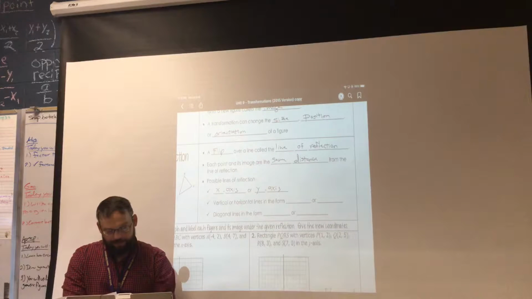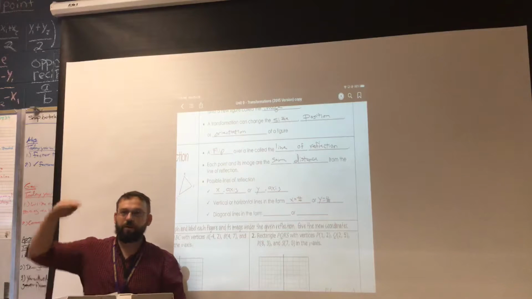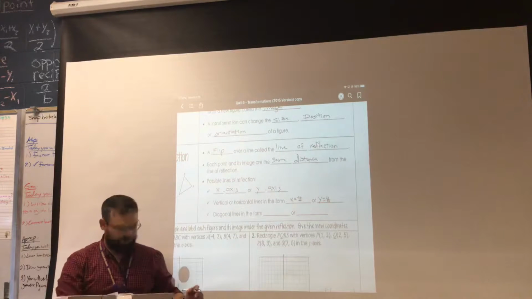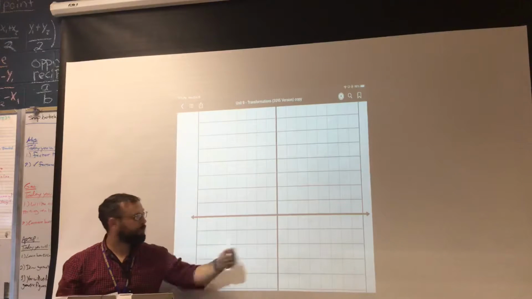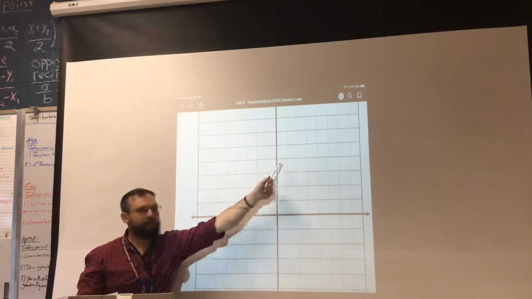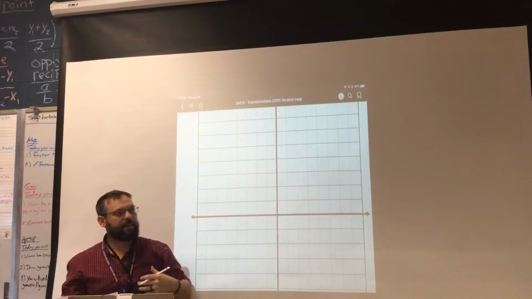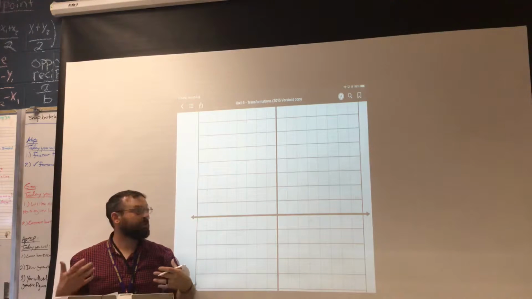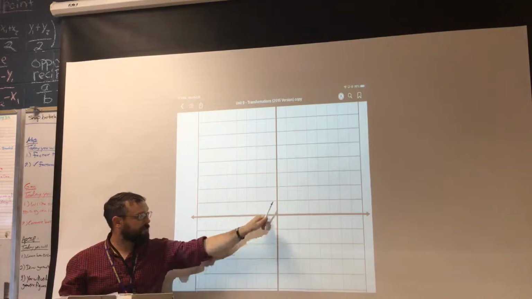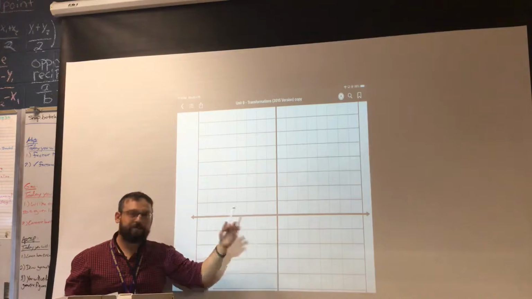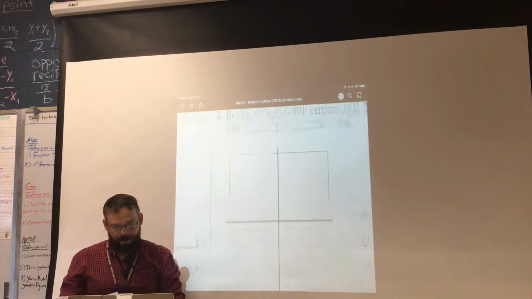Even some of these lines like x equals some number or y equals some number, like y equals 4. If I said the line of reflection is y equals 4, you go 1, 2, 3, 4. It's a horizontal line like that. If I said the line of reflection was x equals -2, that's the line that stands up and down like this, right? So you go back 2, and it's like this. So that could be that.